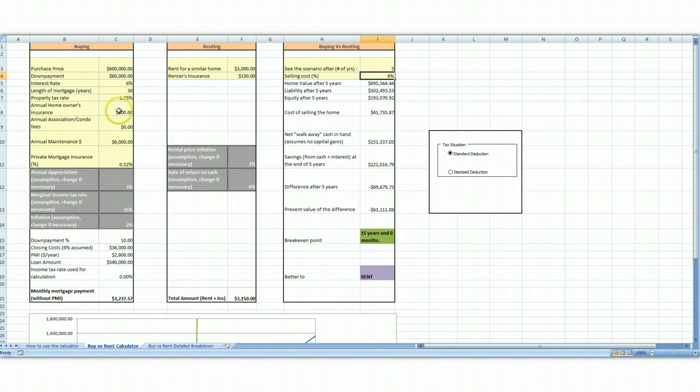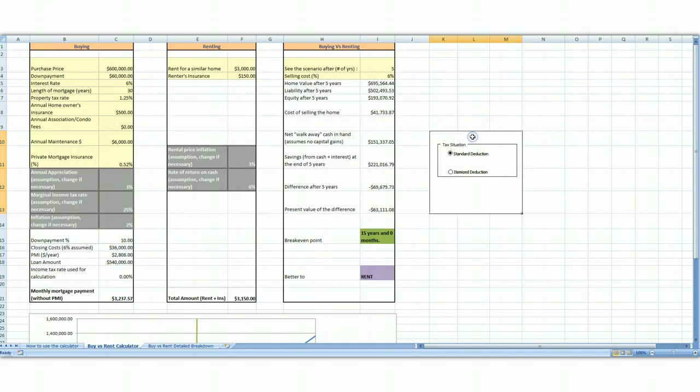So with this amount, we see that it is better to rent. This value will automatically change based on all the input values you gave in this calculator.